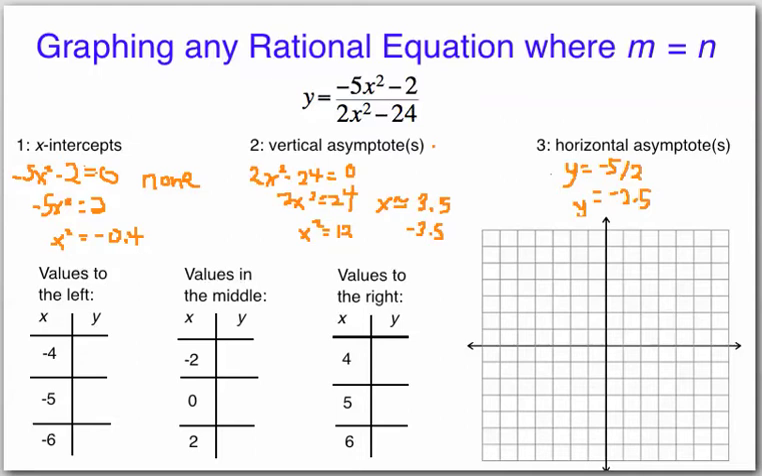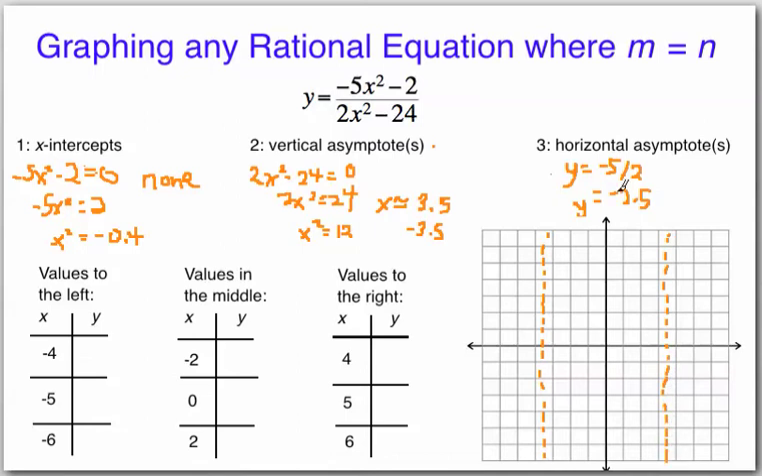The vertical asymptotes are at the square root of 12, which gives us about positive 3.5 or negative 3.5. So we're going to come over here to negative 3.5, draw in our vertical asymptote, and then do the same thing over at positive 3.5. There are our two vertical asymptotes that are going to help us with our graph.